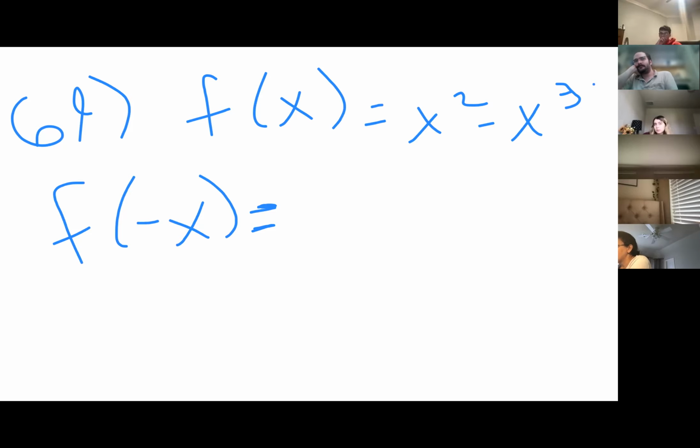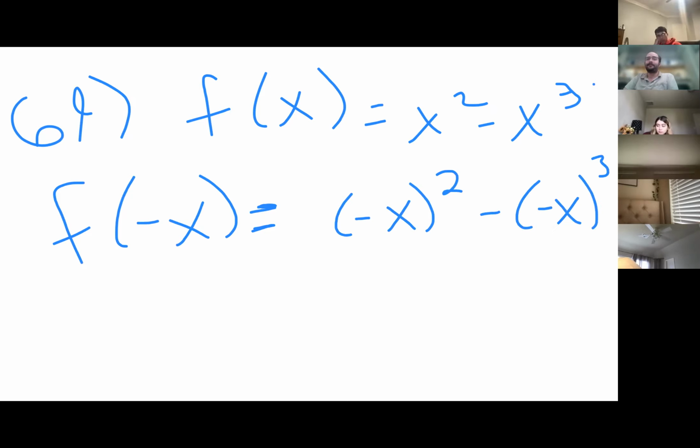It's odd. Why? Because look, minus x squared is going to be x squared, and minus x cubed stays minus x cubed. Yeah, it's neither. So if we throw a negative into each of these, the first one, x squared, is going to become positive x squared, right? This is going to be minus, and I want to fix this thing up.